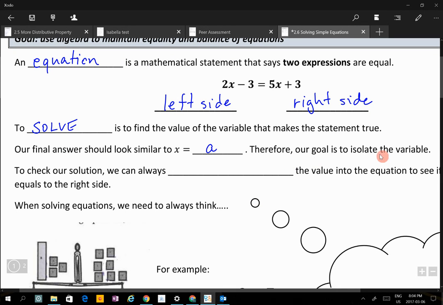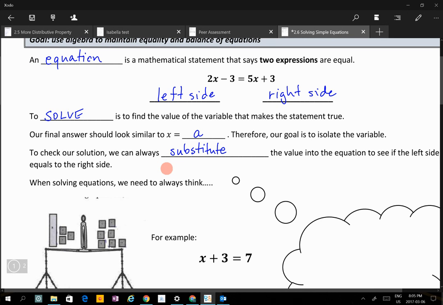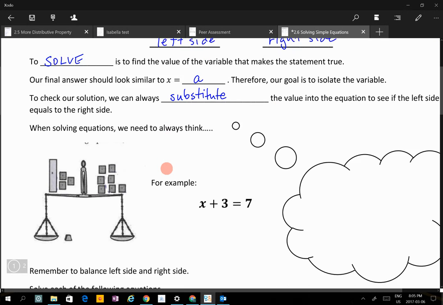So therefore, our goal is to isolate the variable. So to solve for that, you do want to get x by itself. If you look at an equation like this, we do want to get x by itself and find out what that number would be. Okay. To check our solution, after we find that x value, we can always substitute that x value back into the equation to see if the left side equals the right side.